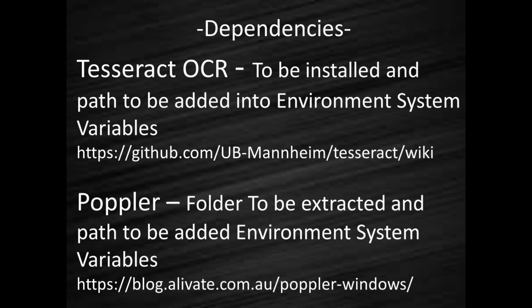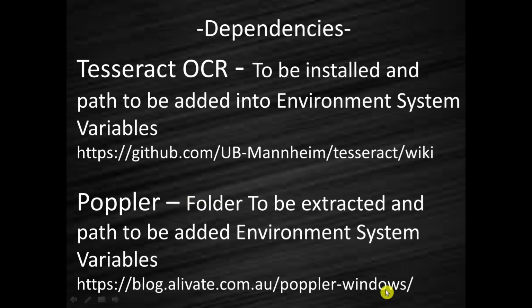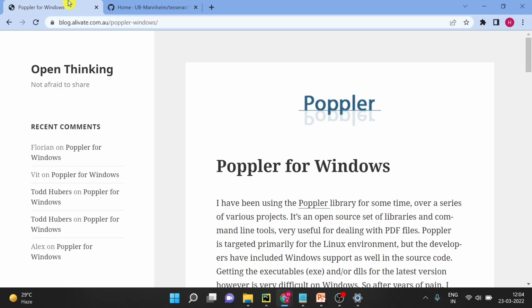So now we have installed one dependency, and then we have to install Poppler. For Poppler, you can copy this link from here. You don't have to install Poppler, you have to extract Poppler and add the path of Poppler to your environment variables. So let's see how to do that. Here you can see the URL, you can note it down, pause the video, and you will find this URL in the description of this video as well.